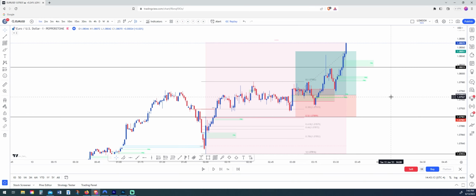So I hope that was useful. Again, we can see that we're going to need a few liquidity points in our charts just to get an idea of the bias for the session. And then if we stick to our bias, we can get some really profitable trades.